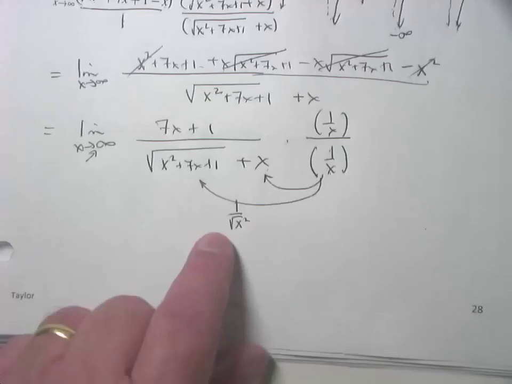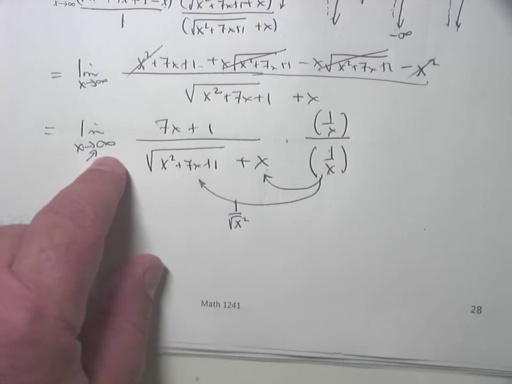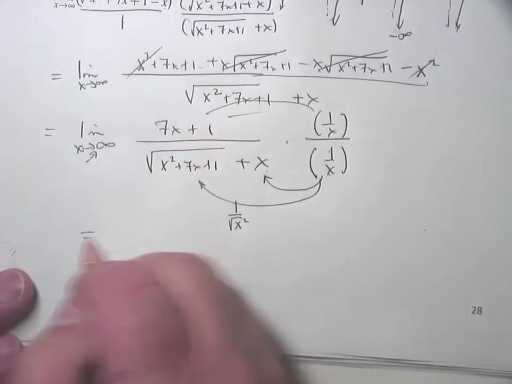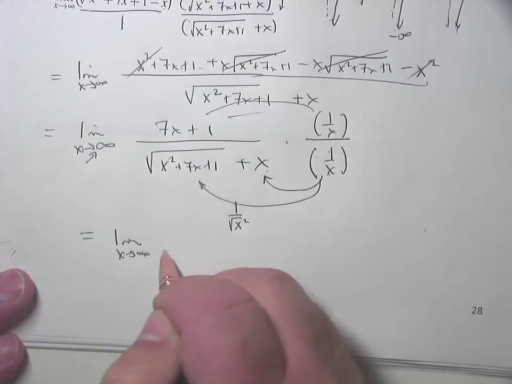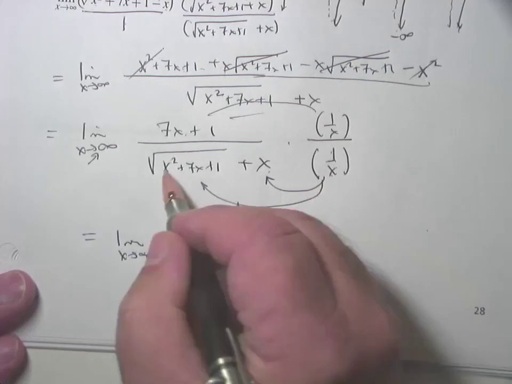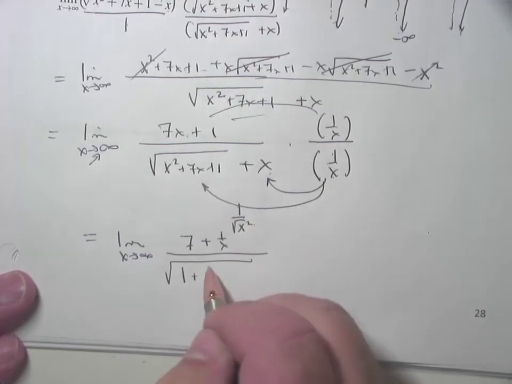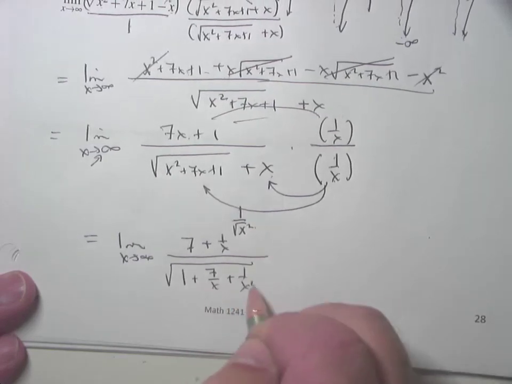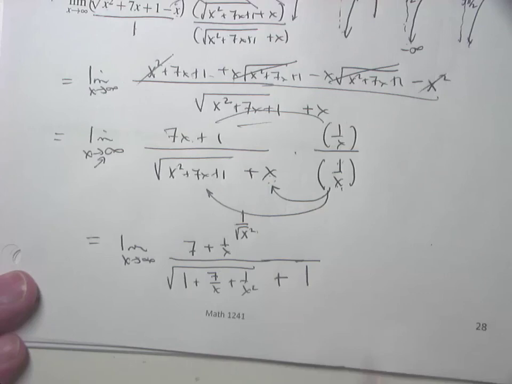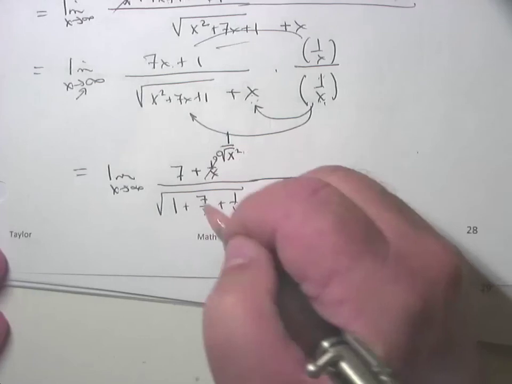Which one do I take? Plus, or do I take the minus 1? You take the plus because this is positive infinity. You take the minus 1 when it's a negative infinity. And this one I'm going to distribute. So I'm going to be left with the limit as x approaches infinity of 7x times 1 over x is 7 plus 1 over x. Now inside my radical, I'm going to divide by an x squared. So this is the square root of x squared divided by x squared is 1 plus 7 over x plus 1 over x squared. But be careful, there's one more term, plus x, and x times 1 over x is 1. So now, when you take your limit as x approaches infinity, all the little fractions go to 0.